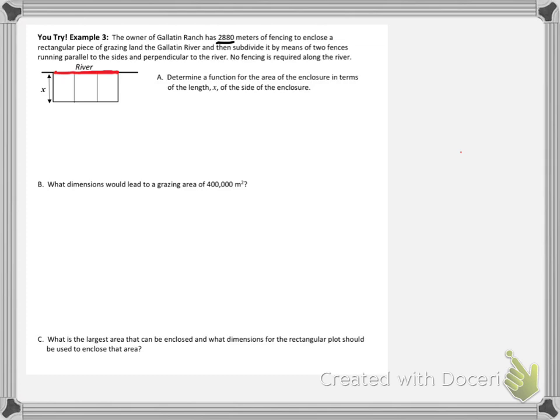So in this case, it already tells us what X is. It's the length of one side. So we would call that the width of the overall rectangle, just because it's the shorter side. So I'm going to label X, X, and X. And then what do you want to label the length? 2880 minus 4x. Good.